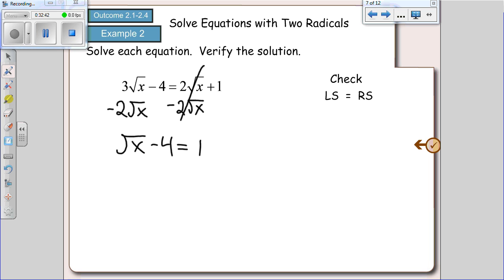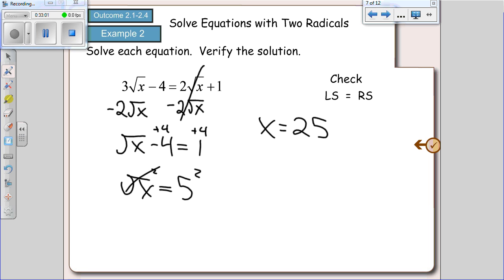Now we square both sides, and we've got x is equal to 25. Is that a possible answer? Yes, it is. That's a good answer. How are you supposed to know?